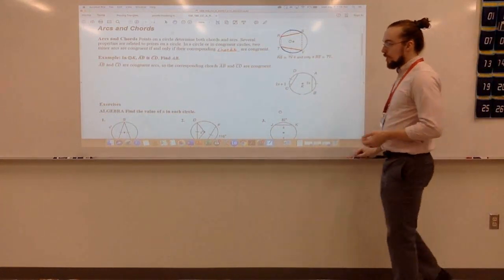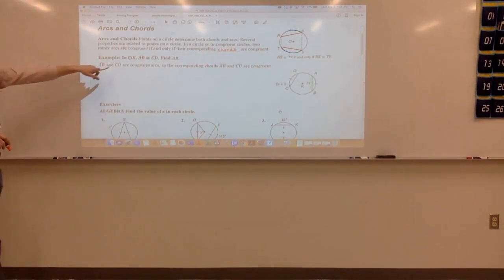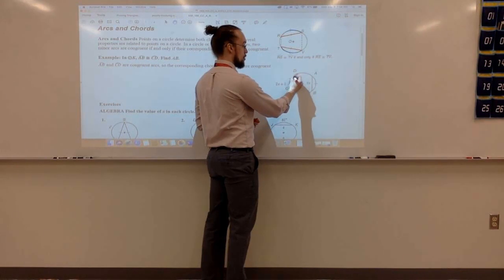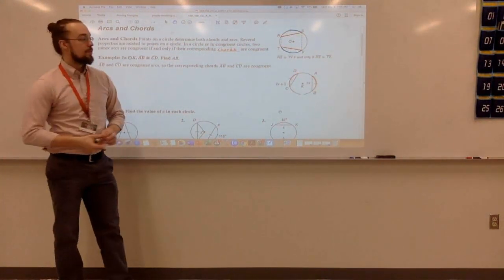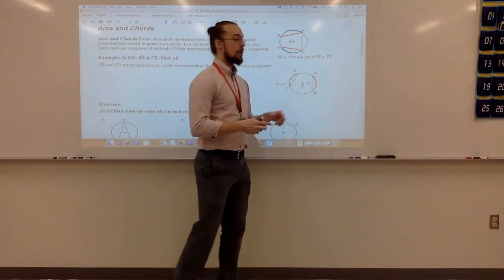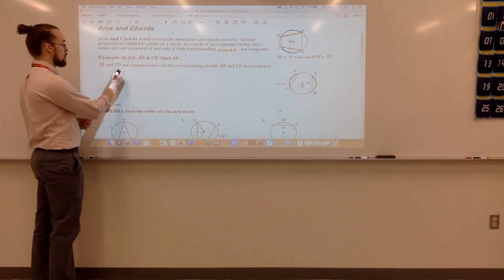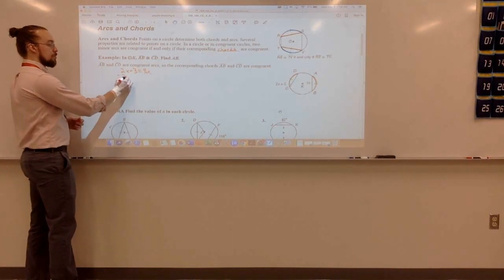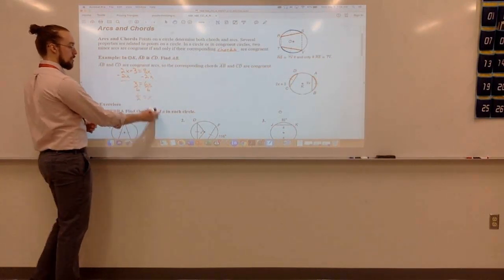If we look at this first example problem, it tells us in circle K, arc AB is congruent to arc CD. So I know that these two arcs are congruent. From that information, we want to find x. If the arcs are congruent, that means their corresponding chords are congruent, so we would just set those expressions equal. 2x plus 3 equals 8x. Subtract the 2x over. 3 equals 6x. Divide both sides by 6. We get that x is a half.